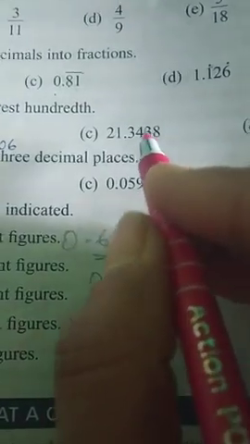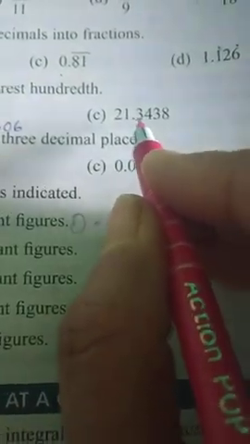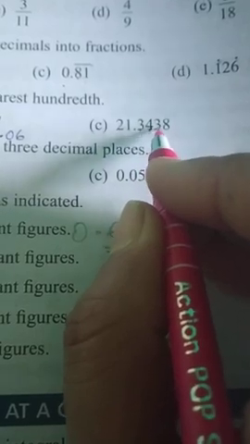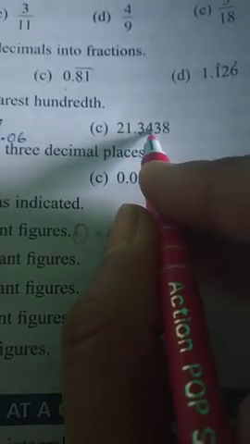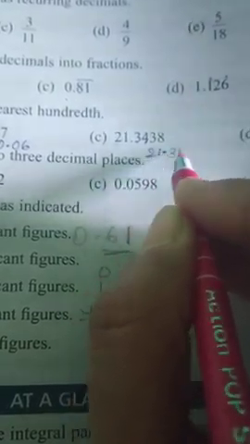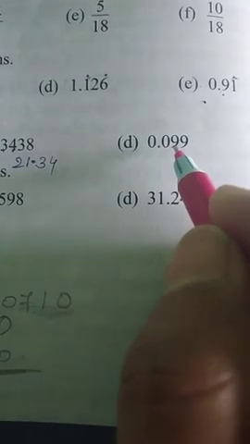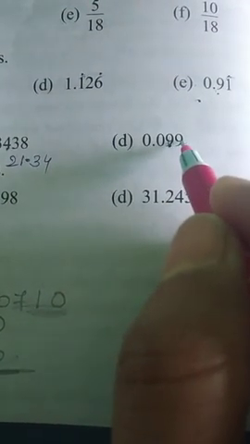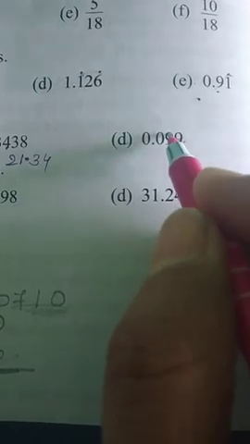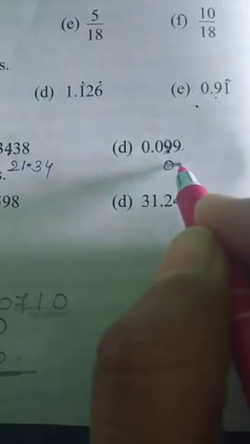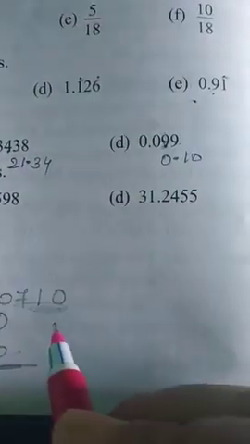Similarly, this one. Where is the hundredths place? This is the tenths place, this is the hundredths place. So you have to see this digit, 3. 3 is less than 5, so 4 will remain 4 only. So it will be 21.34. Now, where is the hundredths place? This one. After this, you have to see this digit. This is 9, more than 5. So this will increase by 1. This 9 will become 10. So you will write 0.10.